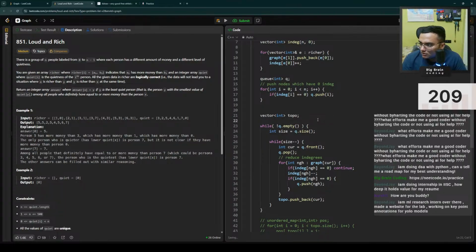I am ML research intern over there, made a website for the lab, working on key point annotation for YOLO models. Well, I'm not an expert in ML, so I don't quite understand what you're trying to say, but okay, if you're learning something then it's good, man. If you're learning and getting to know new stuff, it's good.